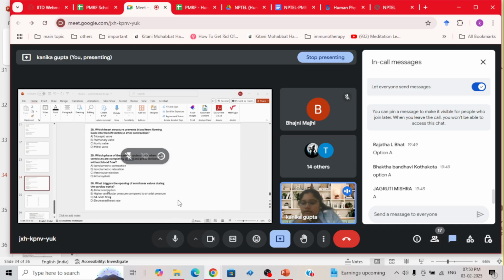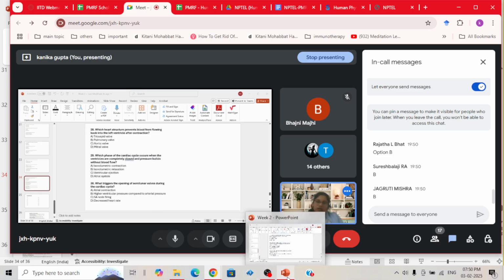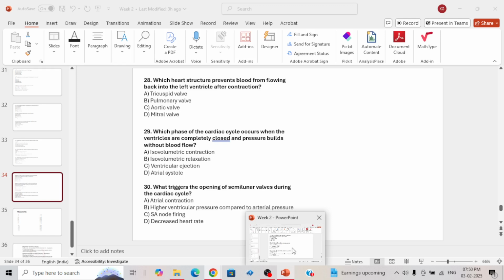Okay, the last question that we have today is, what triggers the opening of semilunar valves during the cardiac cycle? What triggers the opening of semilunar valves during cardiac cycle, everyone? Answer is, according to you, B. Let's see all other options also. So it says atrial contraction.